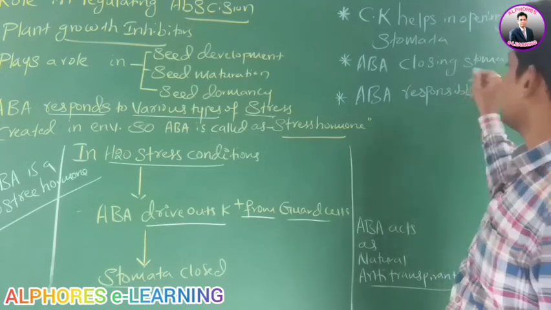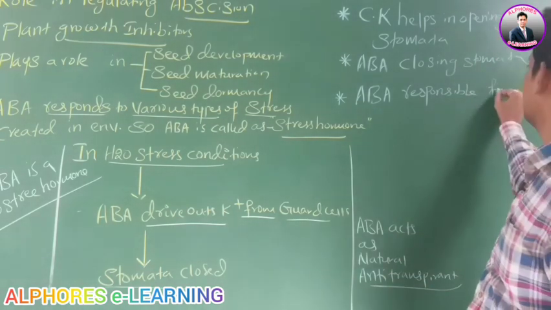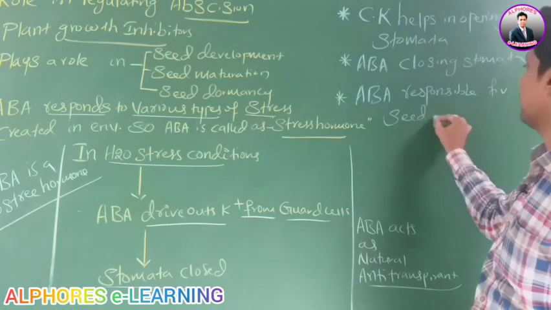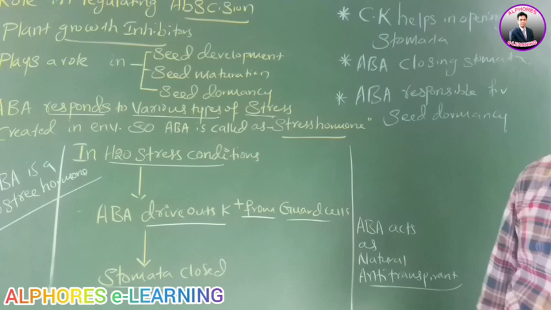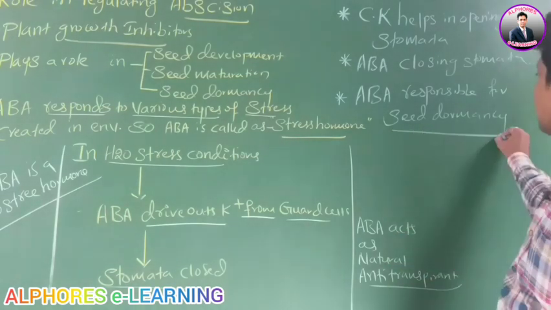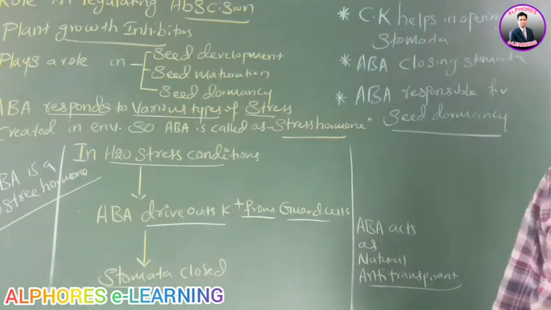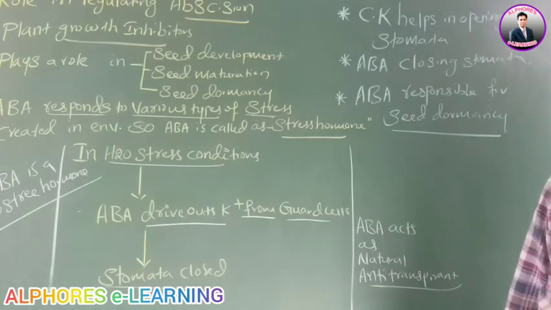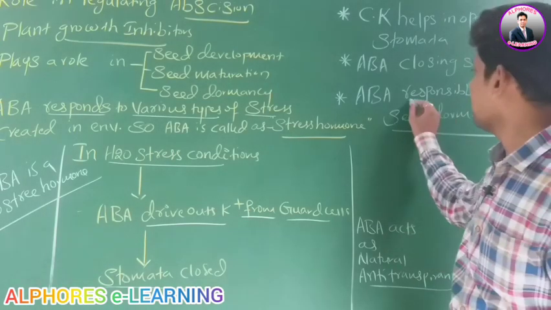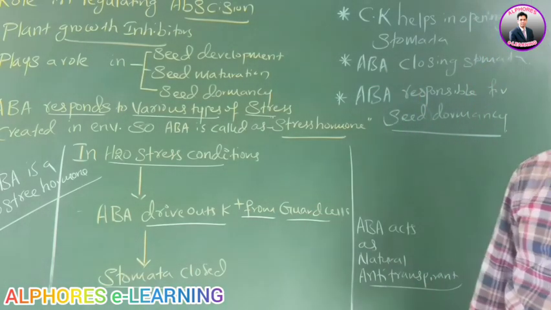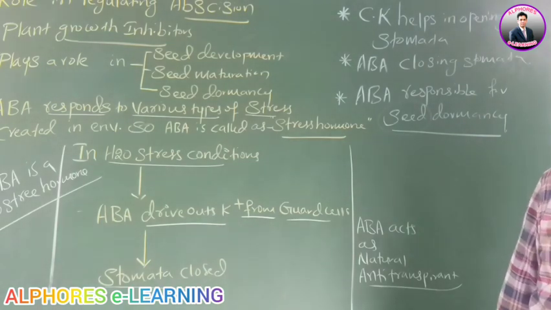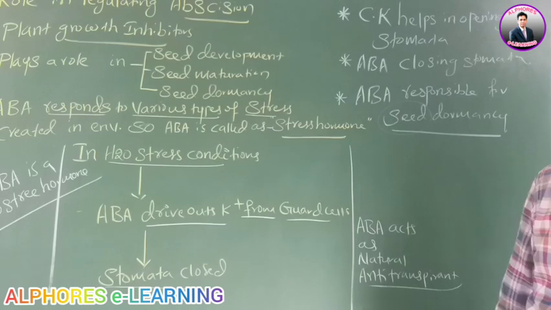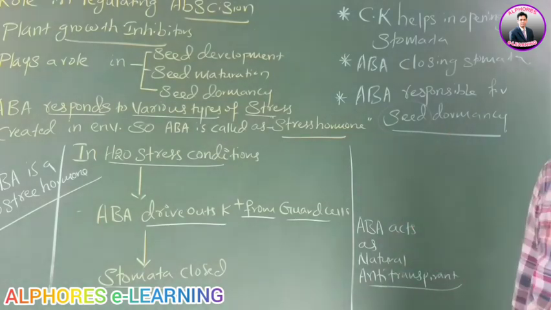Abscisic acid is responsible for what, sir? Seed dormancy. Now listen to this statement. If a seed undergoes dormancy, is there any use? Yes, it is useful to the plant. How, sir? The plant is facing unfavorable conditions in the form of a seed by undergoing dormancy. It means surviving. The seed is surviving by undergoing dormancy during unfavorable conditions.